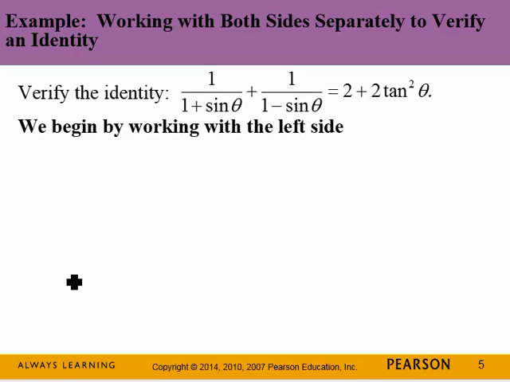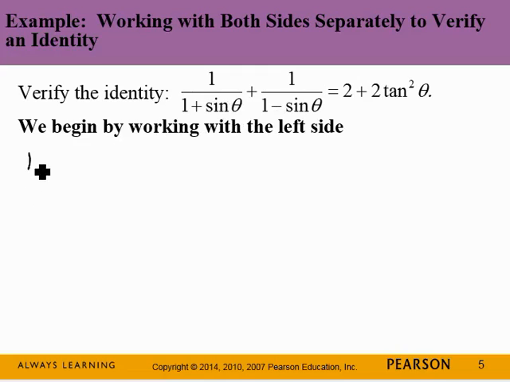So we're going to work on the left side and simplify it, and then we'll go to the right side and do the same thing. So if we begin working on the left side, you need a common denominator for these. So I'm going to multiply each of the opposite sides by the denominator. So that means I multiply the first one by 1 minus sine theta.